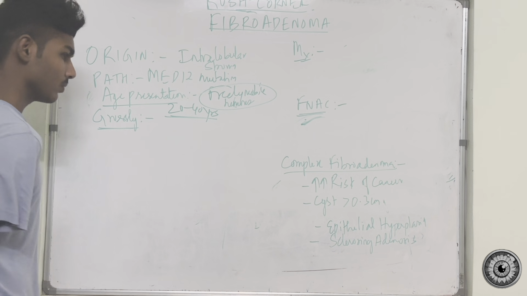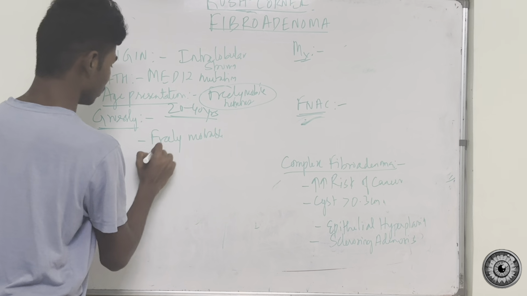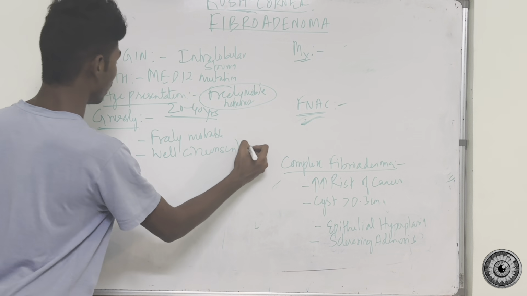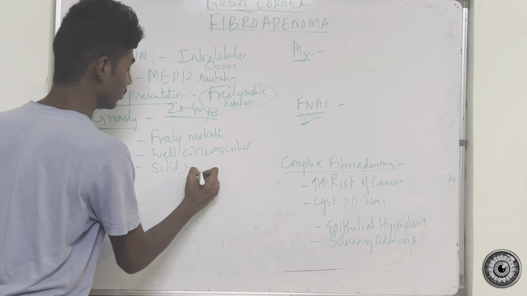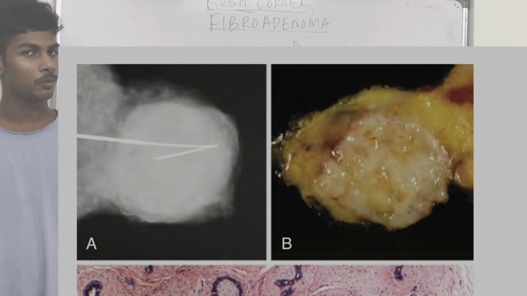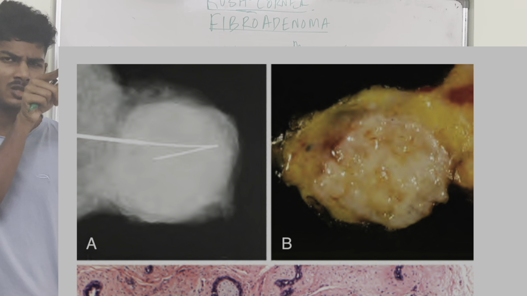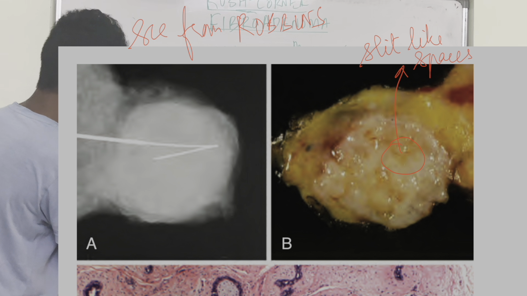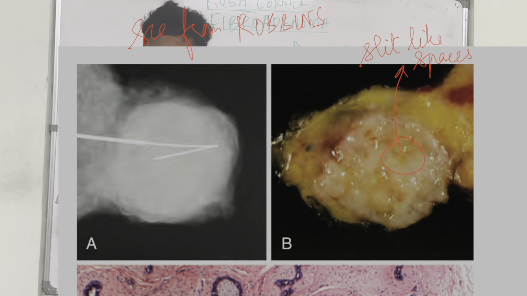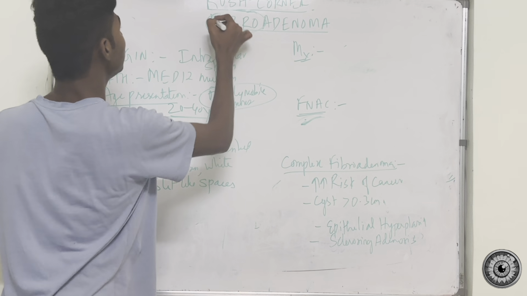Grossly, what will you see? It's a freely movable tumor, and it's well circumscribed. It's solid, tan, white. I'll put the photo here. In the photo I have shown, can you see the gross appearance, can you see those spaces? Those spaces I'm going to call slit-like spaces. Why does fibroadenoma occur? Fibroadenoma: fibrous tissue, adenoma glands. So there is increased fibrous component.